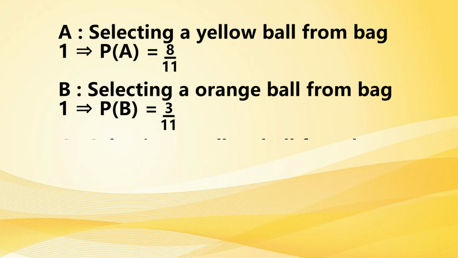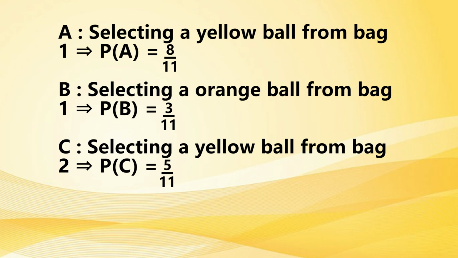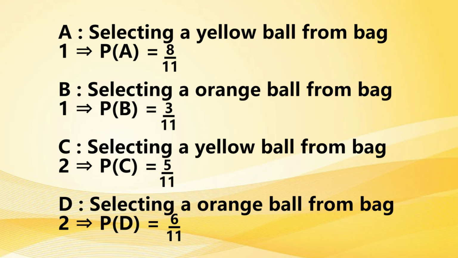3 by 11. Event C as selecting a yellow ball from bag 2, which implies probability of C is equal to 5 by 11. Event D as selecting an orange ball from bag 2, which implies probability of D is equal to 6 by 11. As the selection of the balls from each bag are independent, in order to know if a ball is selected from each bag, what is the chance that they are yellow balls? We can use the multiplication theorem for two independent cases.